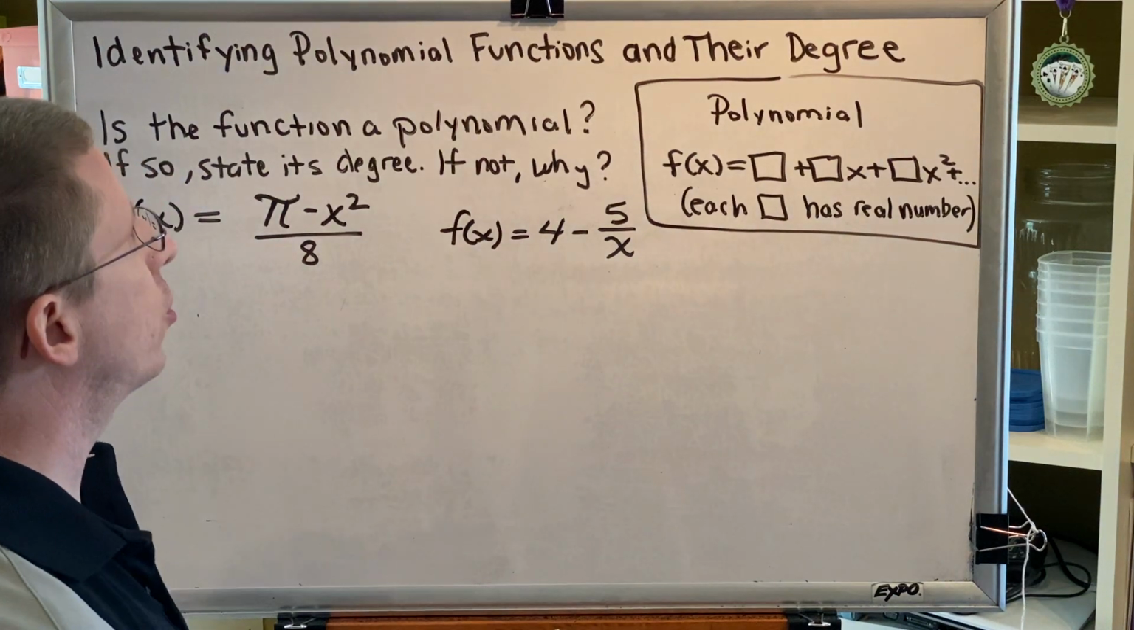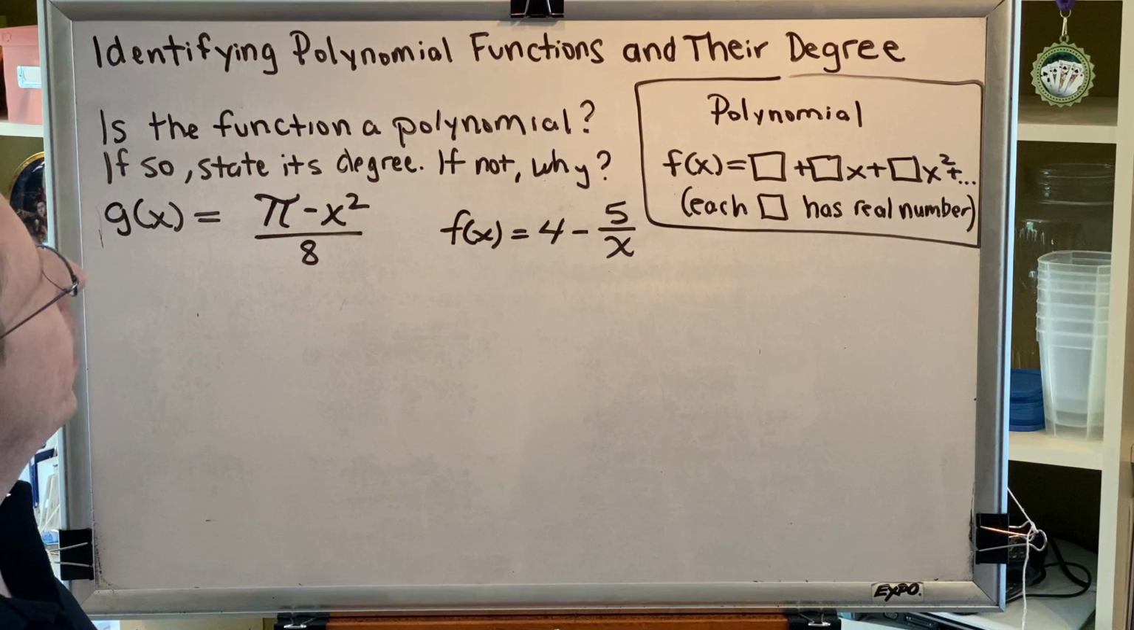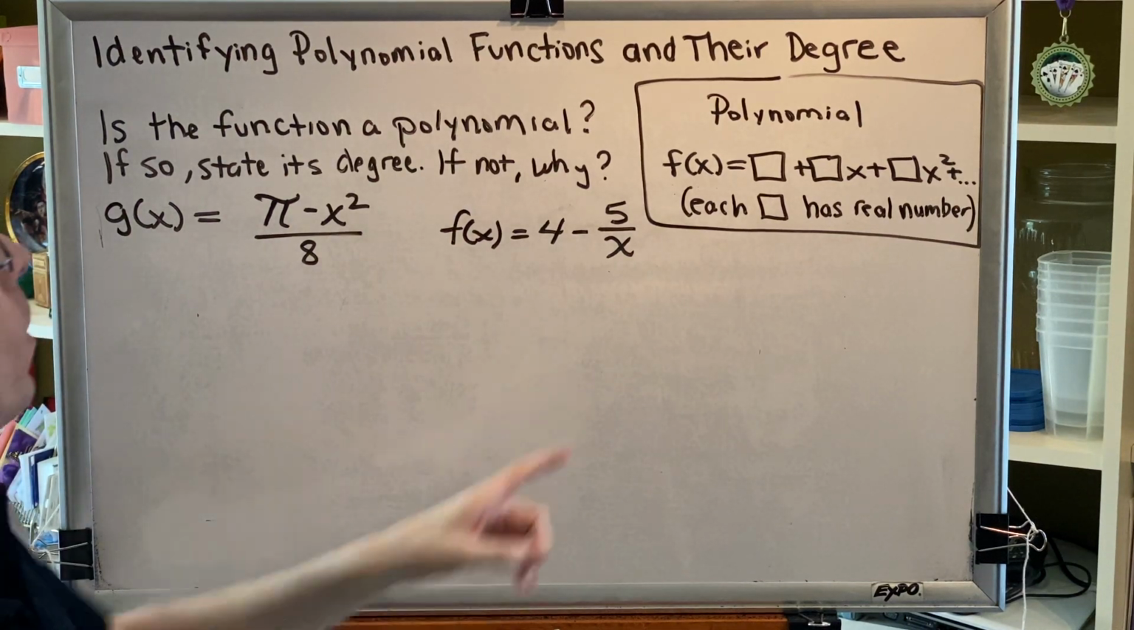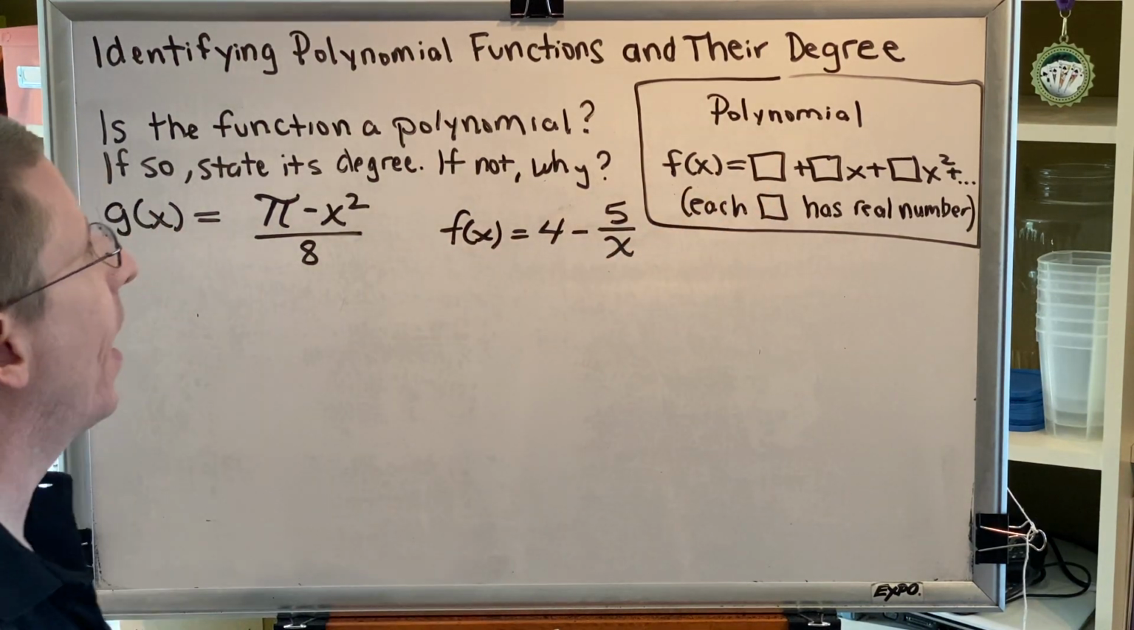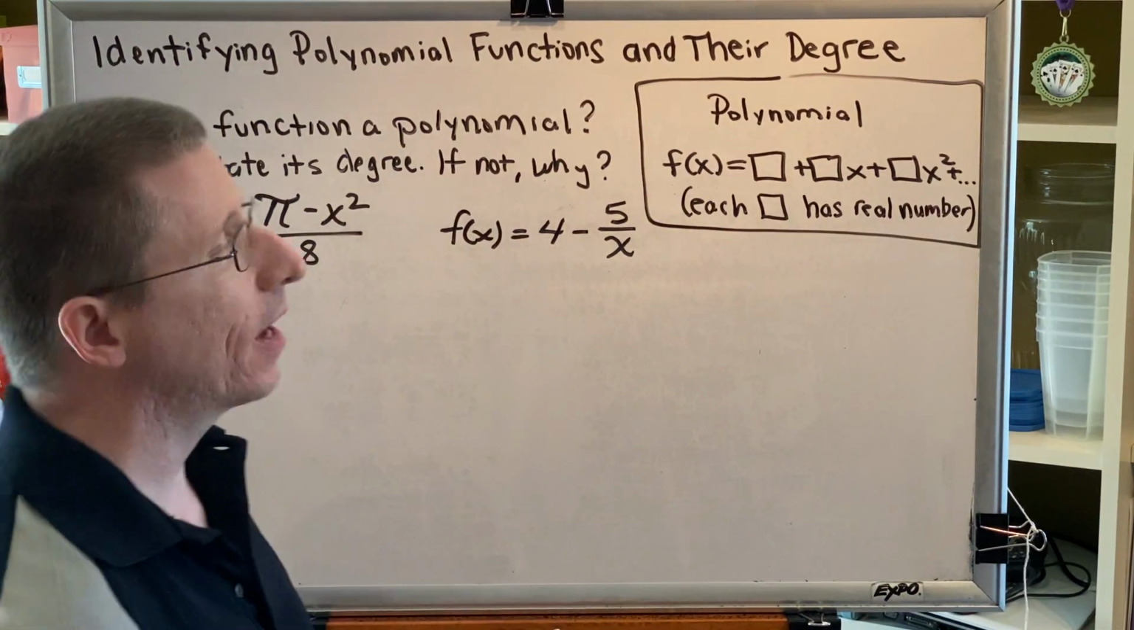a shortened version of the definition of a polynomial. A polynomial is any function that can be put in the form box plus box x plus box x squared plus etc., where each box has a real number.